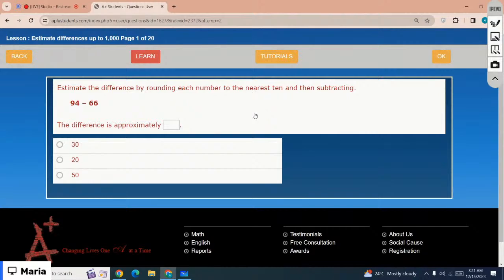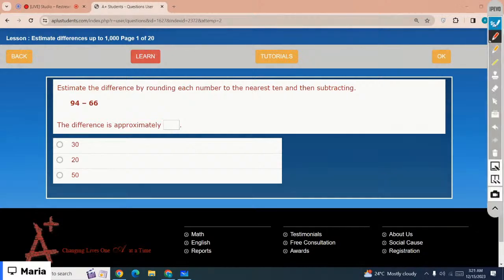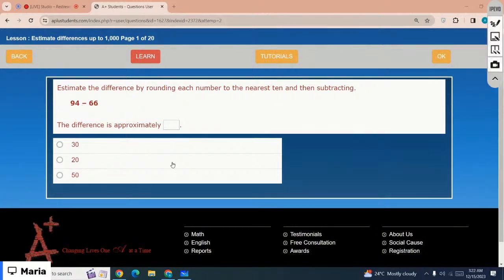The correct option is, yes, 30, 90, 30. No, 20 it is. 94 is rounded off to 90 and 66 is rounded off to 70. So the difference between them is 20. The correct option is 20. Round, right?